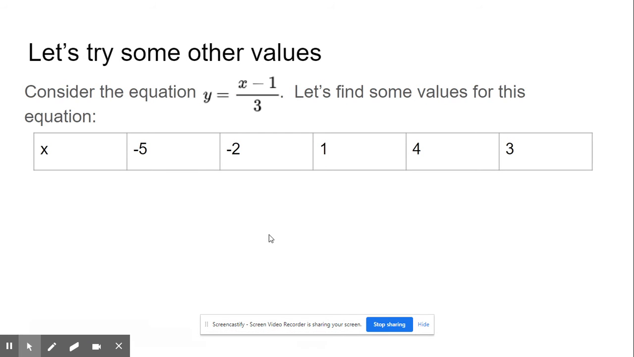Now consider this equation, y equals (x minus 1) divided by 3. I've given you some x values for this equation, and now we want you to find the y values. Again, take a couple minutes, plug in the values, and see if you can come up with the y values.